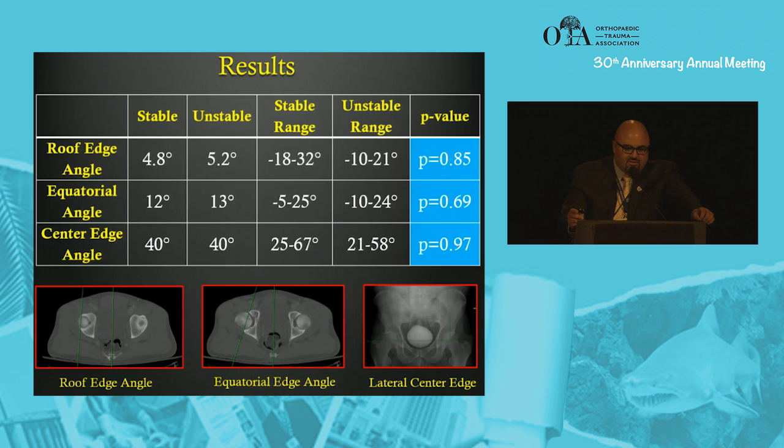When we looked at roof edge and equatorial edge angles, there was also no statistically significant difference between the groups, but as you can see, the ranges are quite wide for both unstable and stable posterior walls, and the same goes for center edge angles.